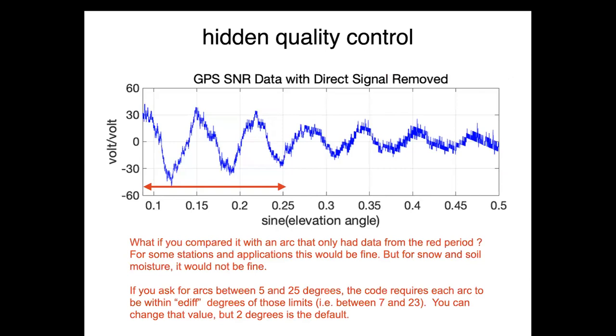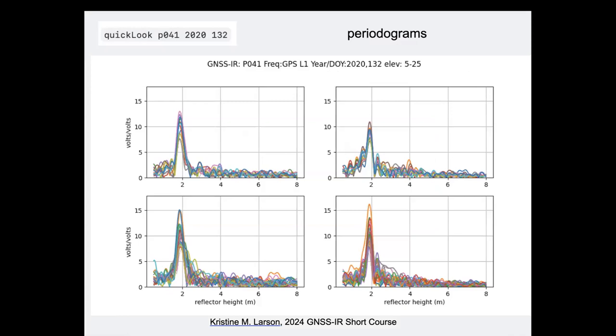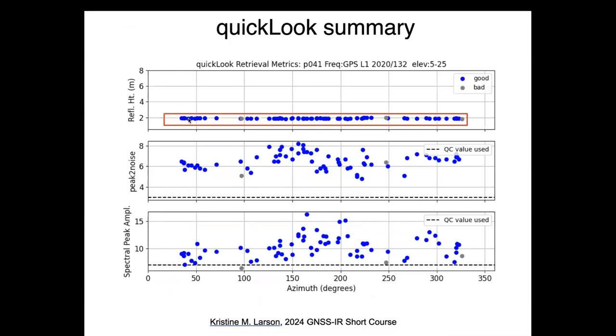I'm going to skip the hidden quality control, but you will have the PDF if you want to look at this. I'm going to first just show you a site on soil so you can compare it with water, because we only have about 15 minutes left. This is what a soil site looks like, the periodograms. The quick look summary couldn't be more dull. It's just 2 meters, 2 meters, 2 meters, 2 meters. It's always 2 meters. Blue means good, and you can see that all the peak-to-noise values are uniformly good. In fact, they're all over 6. The amplitudes are all bigger than the defaults. This is what a truly planar reflector looks like in all 4 directions.